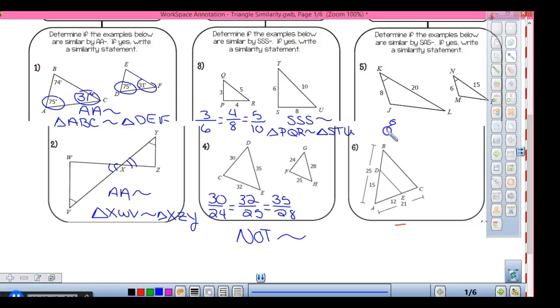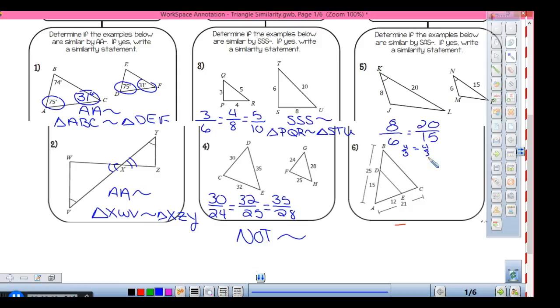8 goes with 6. 20 goes with 15. Are those equal fractions? 8 over 6 is 4 over 3, because we divided each by 2. Because you're horrible at fractions. Equals, divide them each by 5, and we get 4 over 3.